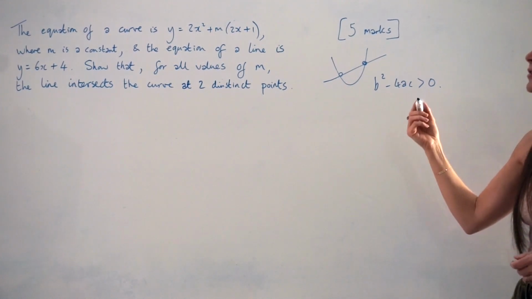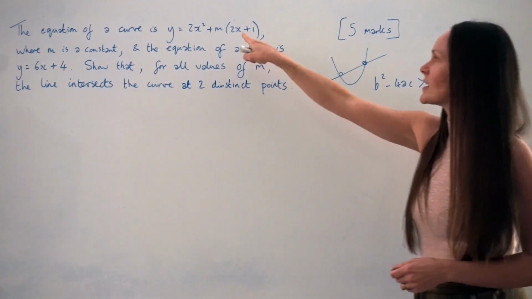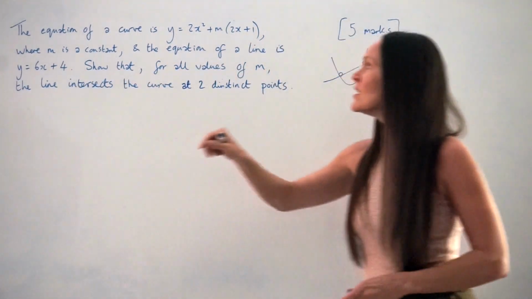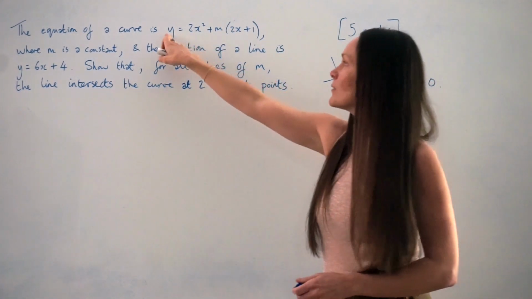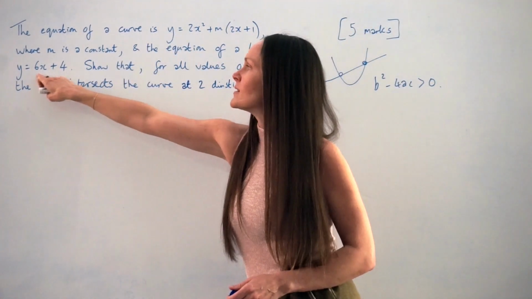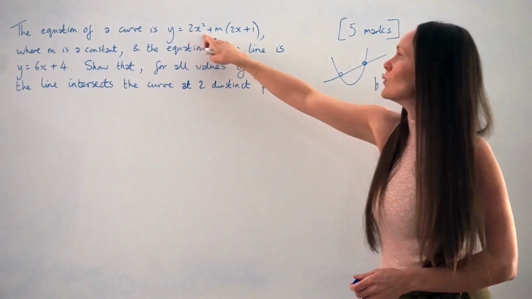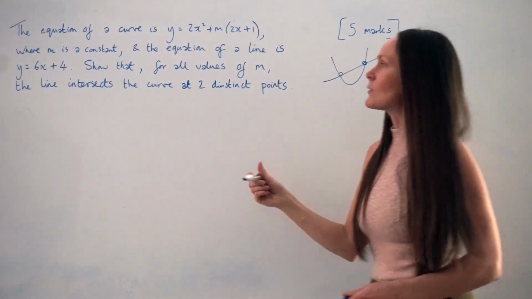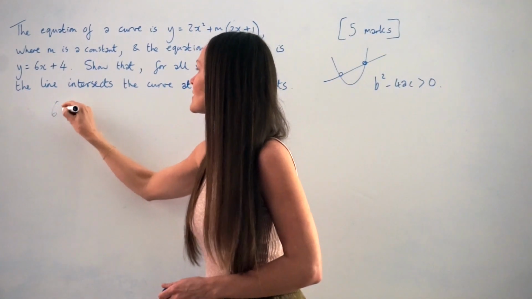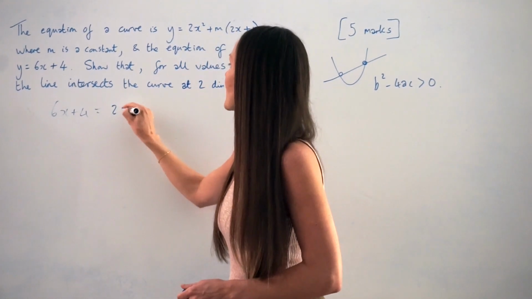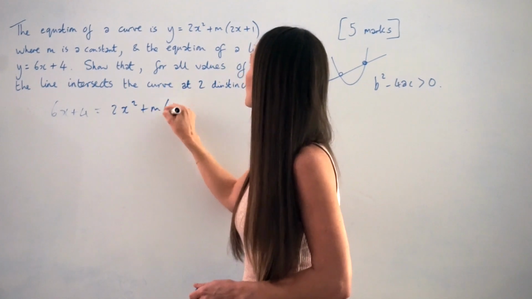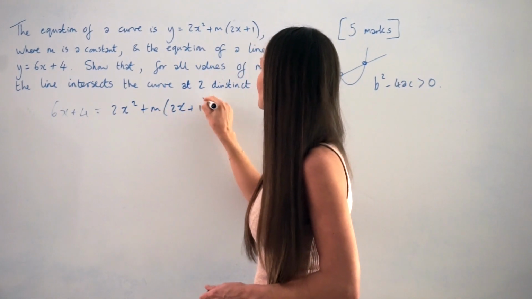So if I'm going to solve the simultaneous equations here of the curve and the straight line, they're already rearranged to make y the subject. So if y is equal to y, we know that 6x plus 4 has to equal all of this. So I'm going to write that down first. So 6x plus 4 has to equal 2x squared plus m, all multiplied by 2x plus 1.